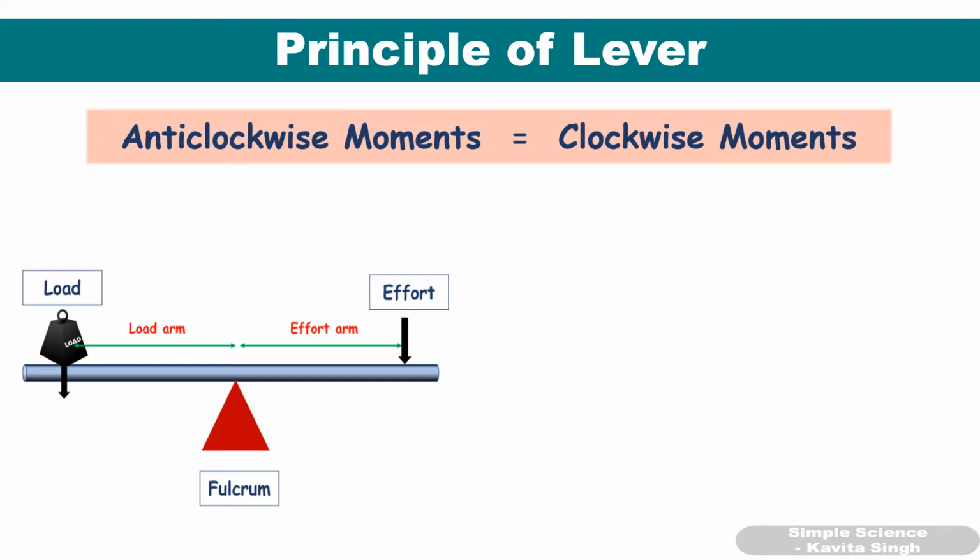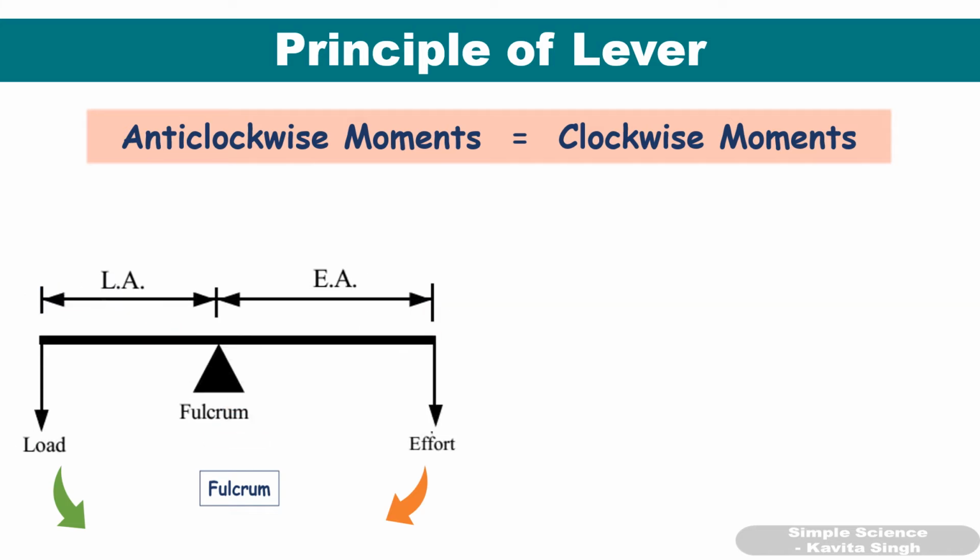The principle of moments says that anti-clockwise moments, that means anti-clockwise turning effects, are equal to clockwise moments, or clockwise turning effects, in equilibrium. So if this rod is in equilibrium, that means the forces applied on either side of the fulcrum should balance it, and the clockwise moment produced and anti-clockwise moment produced should be equal. And the two forces on either side of the fulcrum are load and effort. So load produces anti-clockwise moment and effort produces clockwise moment. Simplified diagram is this.